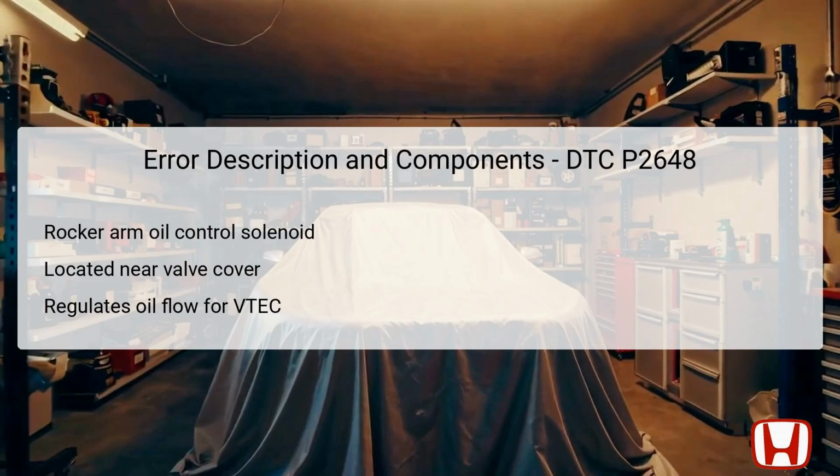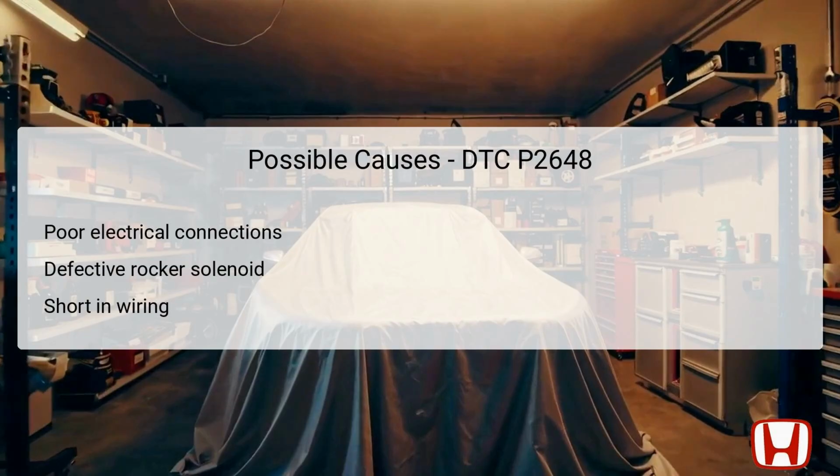When the solenoid fails or experiences low voltage, it disrupts the VTEC's operation, resulting in erratic behavior during driving conditions. The component works by receiving oil pressure and electronically controlling the flow to adjust the timing of the rocker arms. Therefore, proper diagnostics and troubleshooting centered on this component are crucial to identify failures that could lead to a service code like P2648.